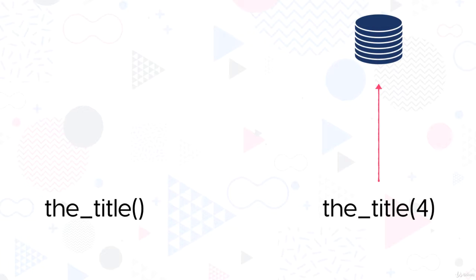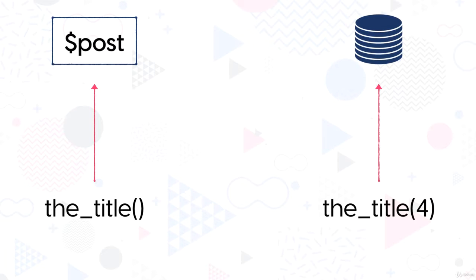If you provide an ID, it would go to the database and find the title of a post with an ID 4. If you don't, on the other hand, it will get the title from a global variable called post. And in case you don't know, a global variable in PHP is a variable that can be accessed from any file or even from inside a function. So the loop is basically responsible for setting this global variable post so that you can use template tags without providing an ID to get information about the current post in this global post variable.